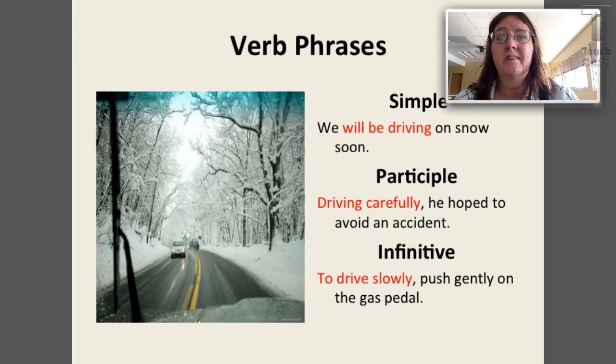Verb phrases are sort of the same thing, except we call them simple, participle, and infinitive. A simple one is where we just use different helping verbs to change when the verb happened, such as we will be driving on snow soon. A participle phrase starts with our ing verb, like driving carefully, and our infinitive starts with our to verb, like to drive slowly.